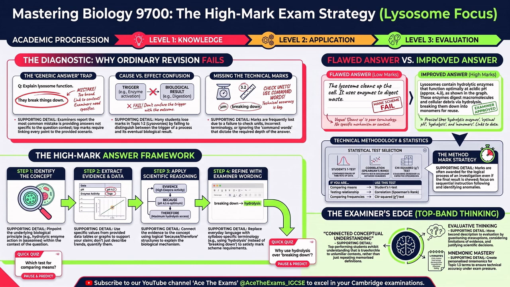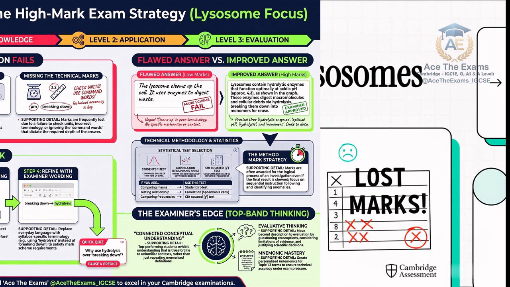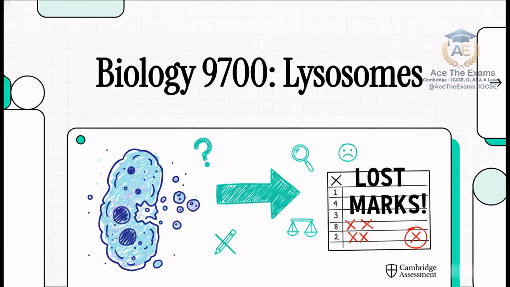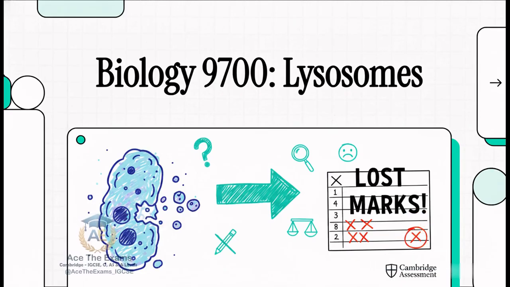Welcome to this explainer. We're skipping the fluff today and diving straight into exactly what Cambridge examiners are looking for in your 1.2 lysosomes answers. We're tackling a classic exam scenario where just one tiny mistake, often made in the very first few sentences, costs students massive marks and absolutely wrecks their grade boundaries. So if you've ever felt like you completely knew the biology but still somehow dropped points on the exam, well, you're in exactly the right place.